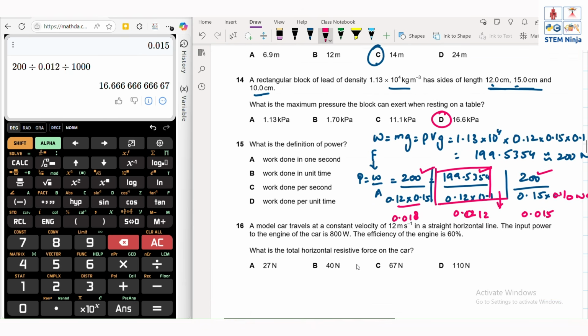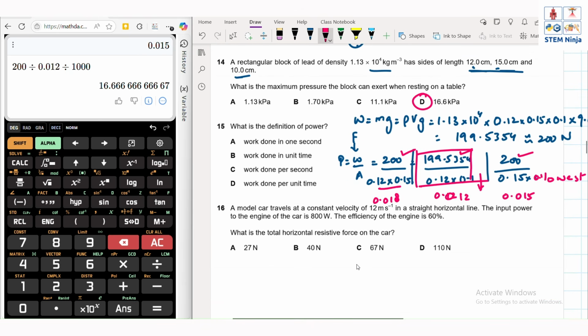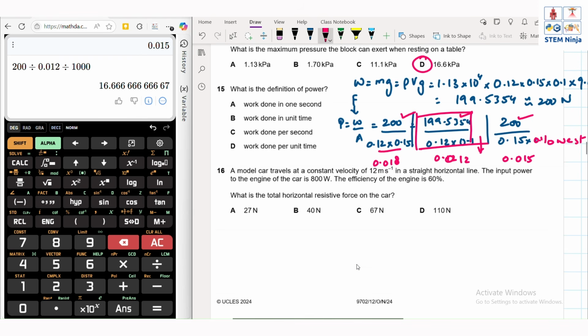All right. A model car travels at a constant velocity of 12 meters per second in a straight horizontal line. The input power to the engine of the car is 800 watt. So it is traveling at a constant velocity of 12 meters per second. Input power to the engine of the car is this. The efficiency of the engine is 60%. What is the total horizontal resistive force on the car?